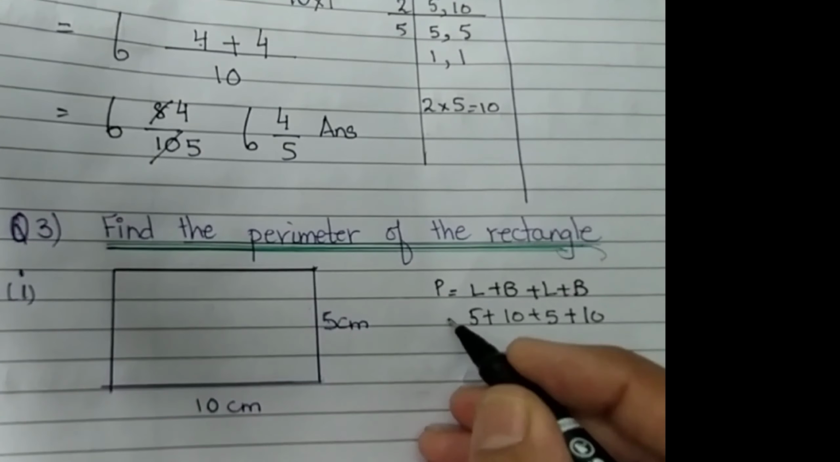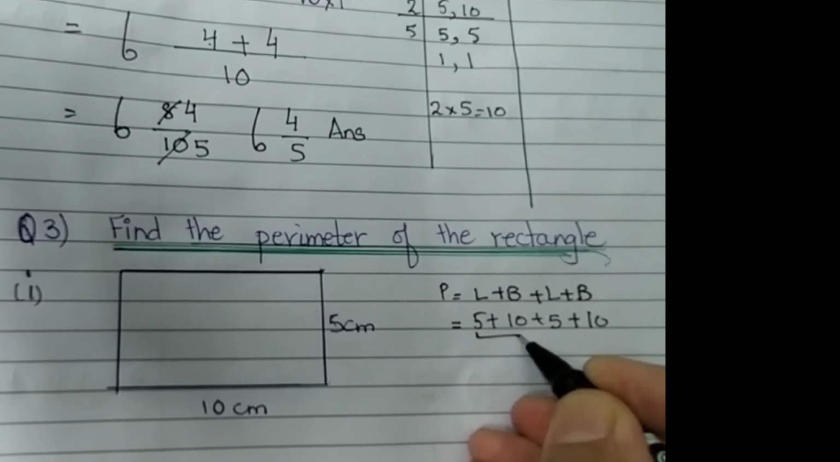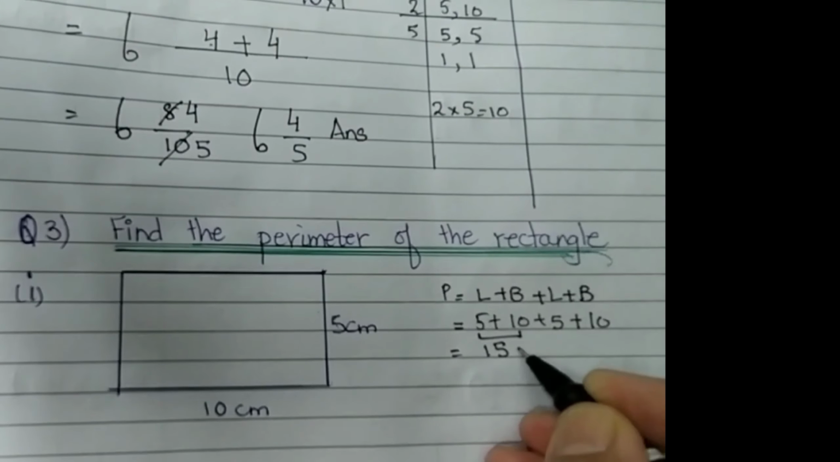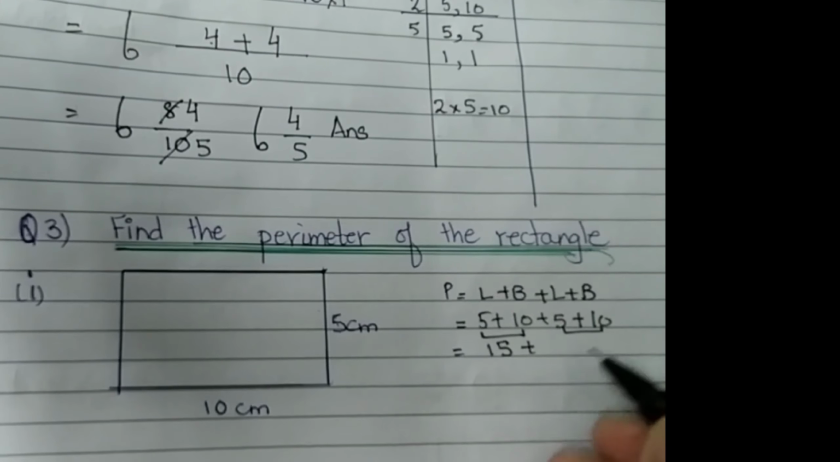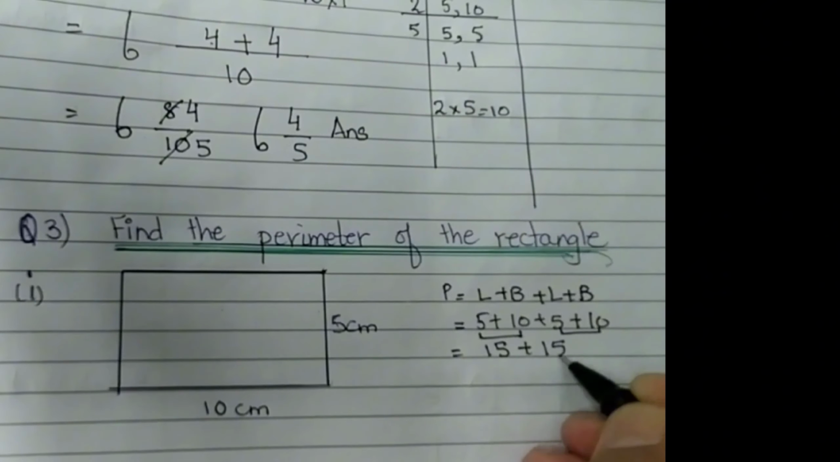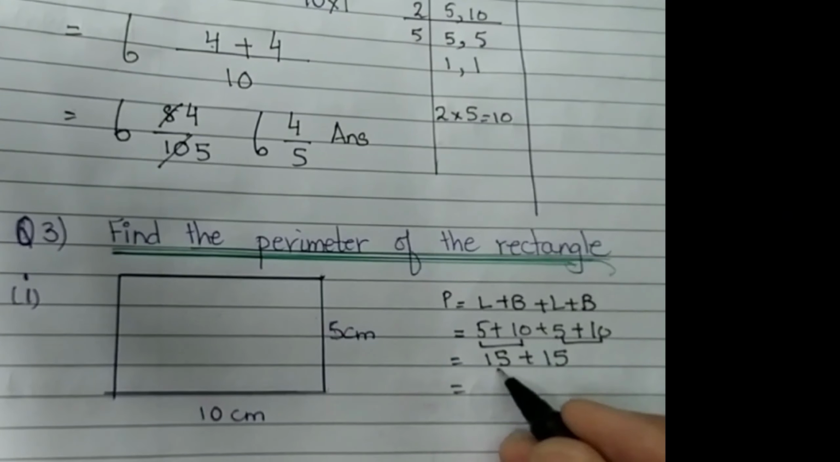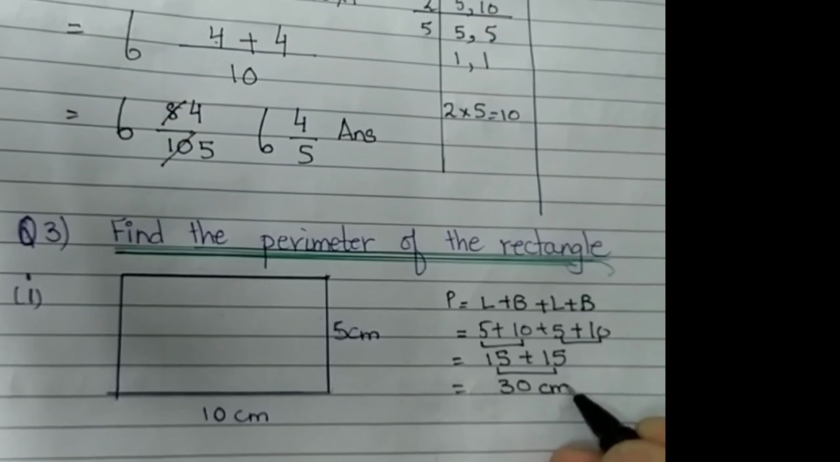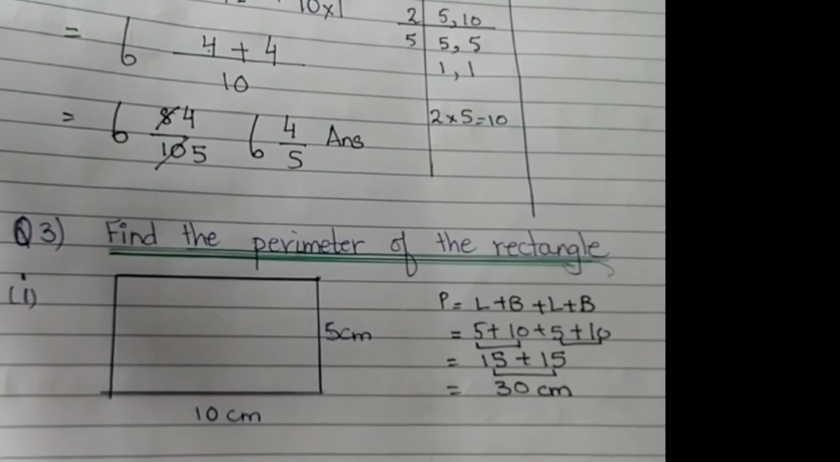Okay, so what do we do next? Add up the 5 plus 10. 5 plus 10 gives us 15. Plus sign, again add up the 5 plus 10, it gives you 15 again. So what do you get when you add up the two numbers now? 30 centimeters is going to be our answer.